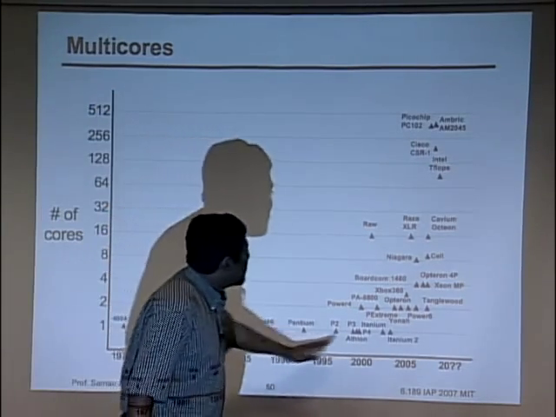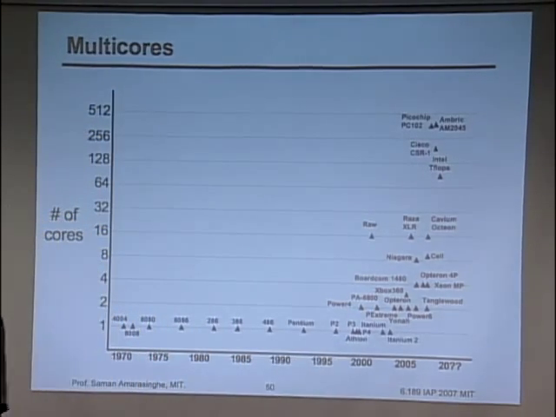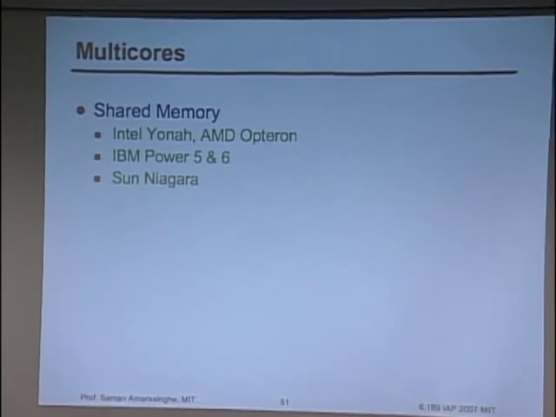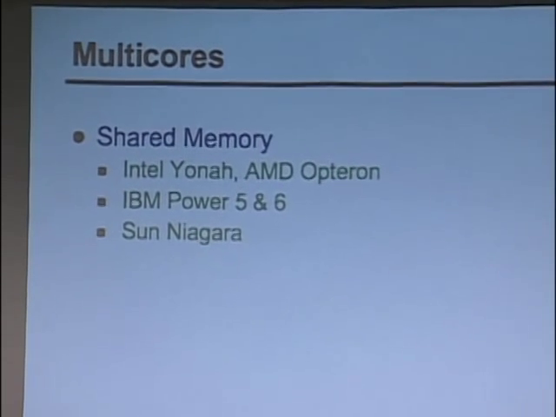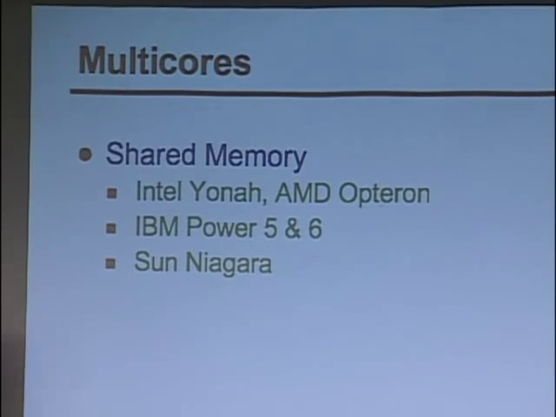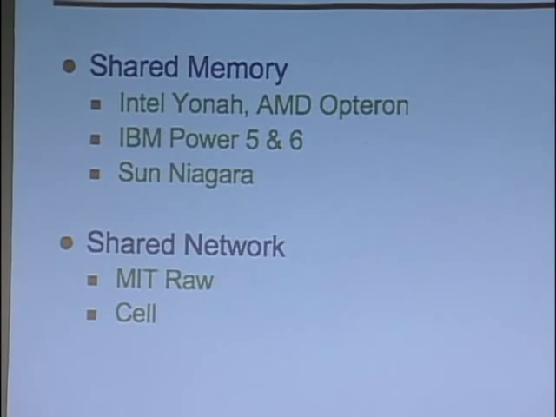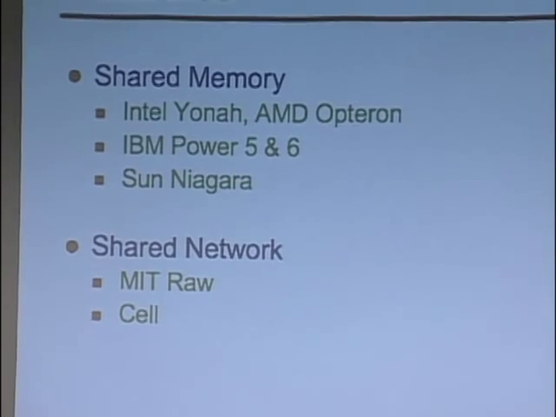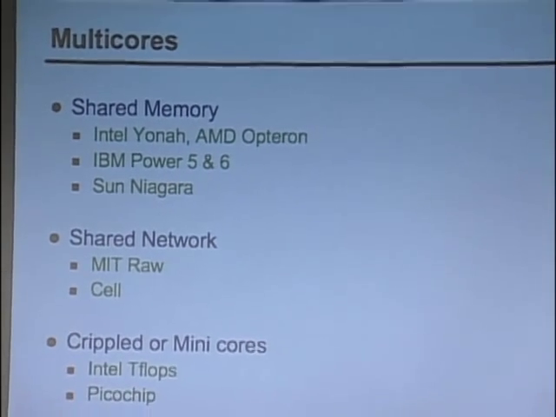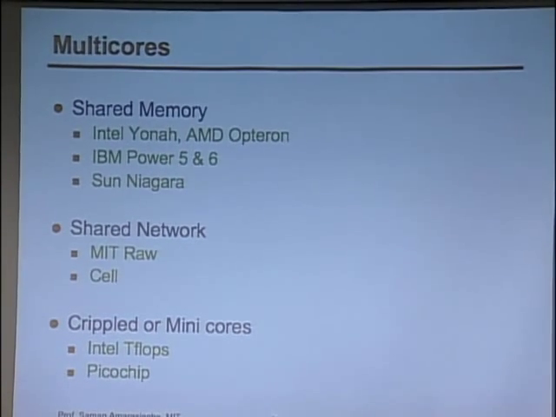We had something like this, and suddenly we accelerate. We are having more and more cores on a die. So I categorize multicores also the way I categorized the previously. There are shared memory multicores, and here are some examples. Then there are shared network multicores, and Cell processor one, and at MIT we are building also a RAW processor. And there is another part what I call crippled or mini cores.